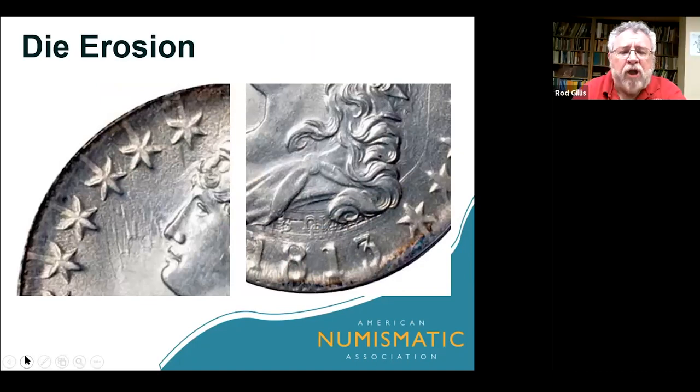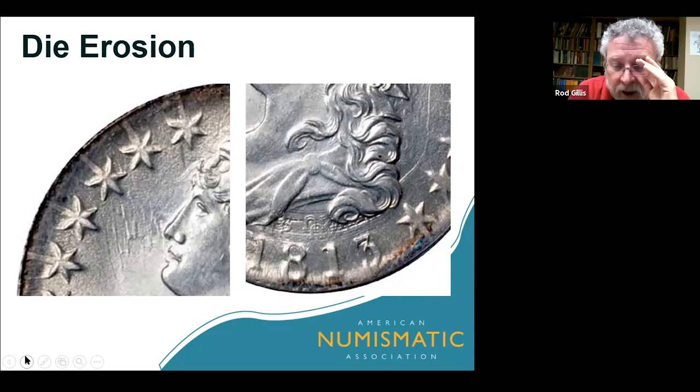Okay, so here's a mint state coin, and it looks like wear, but it's suffering from die erosion. Actually, there's a couple things going on with this coin. This was a very worn die, and there are a couple reasons. And there's also a clash. This coin has clashed. So that's why I wanted to show you this picture. How can you tell the die erosion?